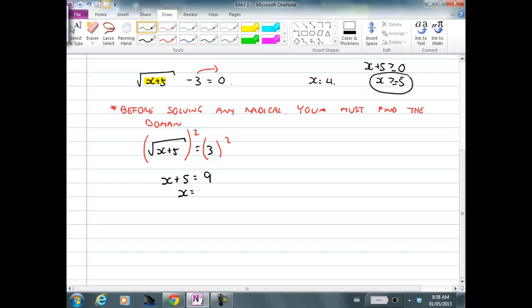And you're absolutely correct. The answer is indeed 4. No tricks, no nothing. And again, compare: look at my domain. This falls in the domain, so it works.